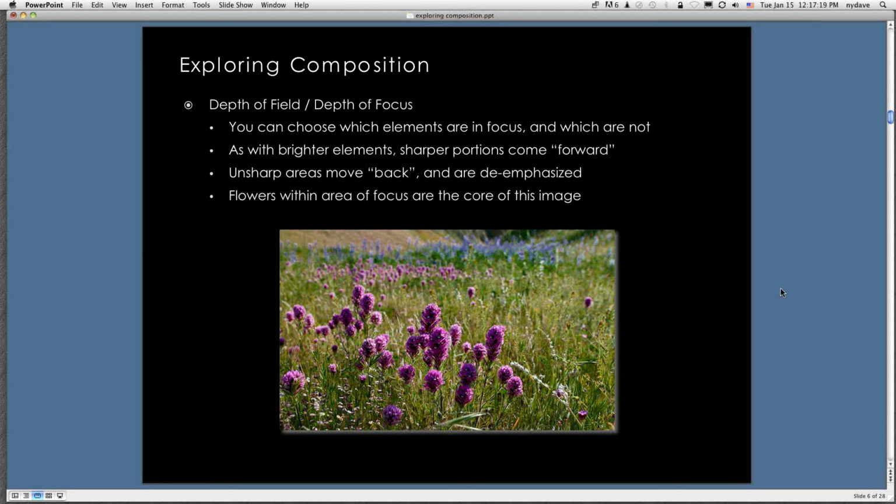And so depth of field, you can use this and set your plane of focus anywhere in the image that you like, really, depending on which camera that you're using. The unsharp areas move back and they're de-emphasized, and the flowers that are within the area of focus are the core of this image. And by the way, this was taken not too far from my house a couple of years ago, and we had a good rainy season. Go ahead, David.